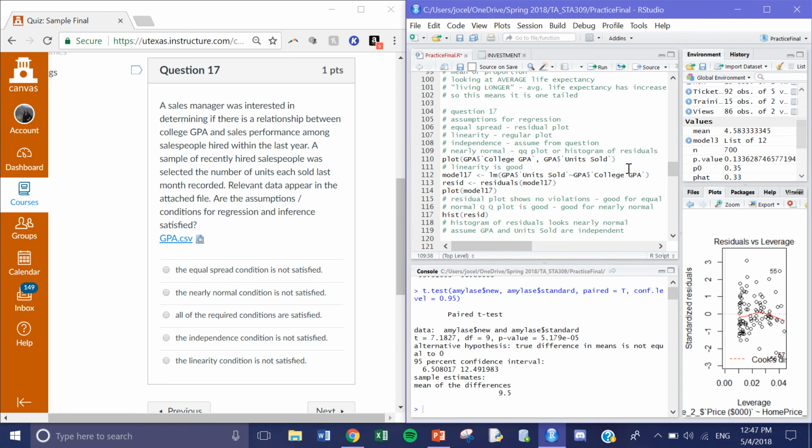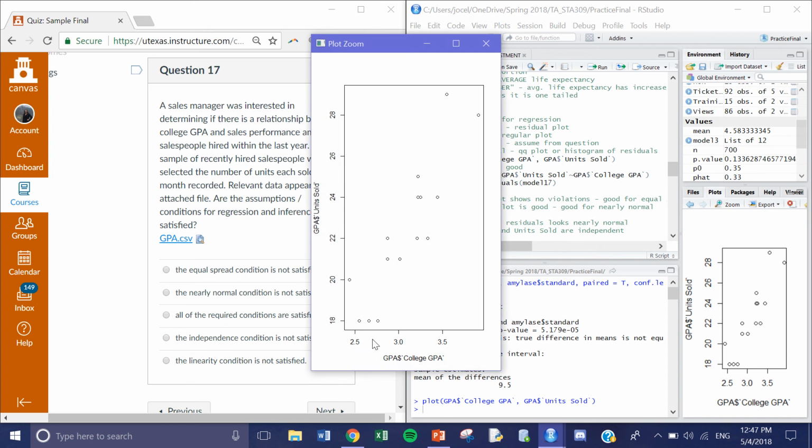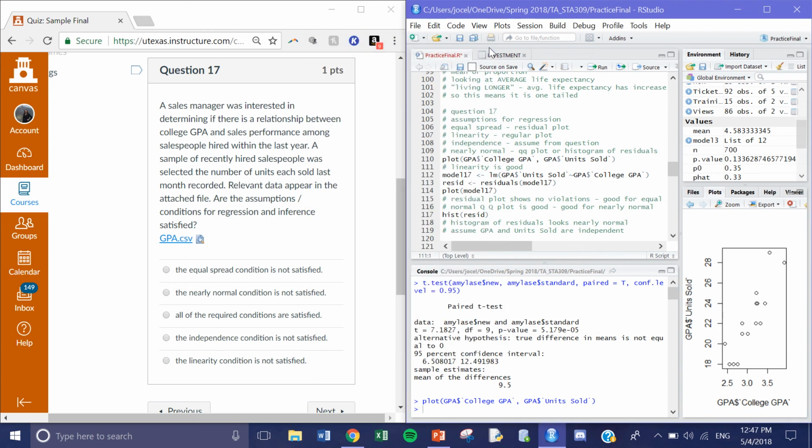So first, let's check linearity. Just going to plot GPA versus units sold. I always put my X first and my Y second in the plot function. So X comma Y. And let's look at this. It looks quite linear. Straight line on there. So the linearity condition is satisfied. That's all good. So now we're going to check the equal spread with our residual plot.